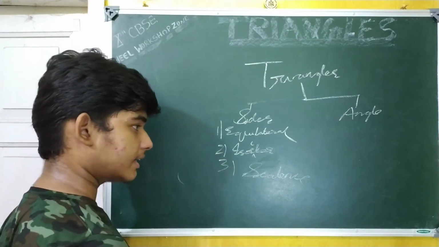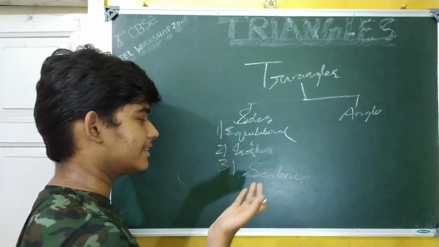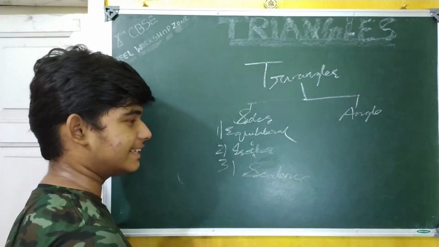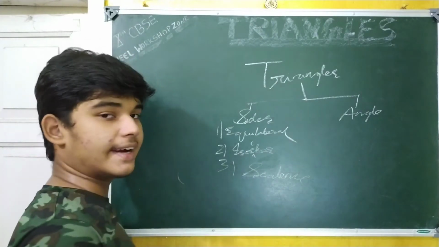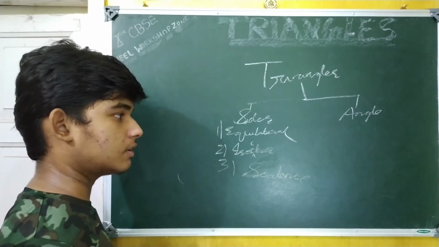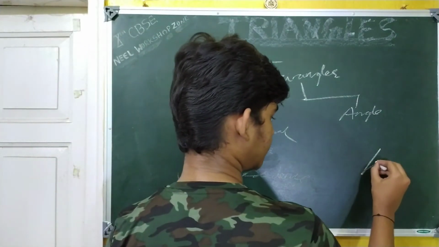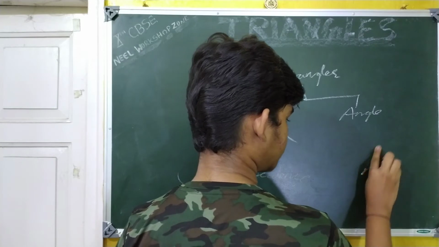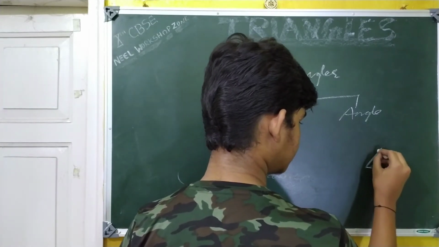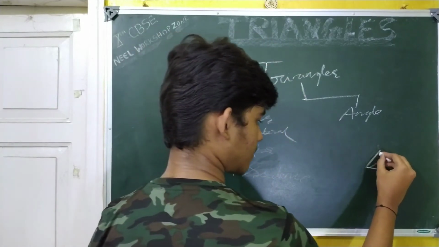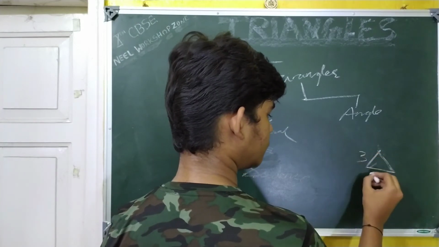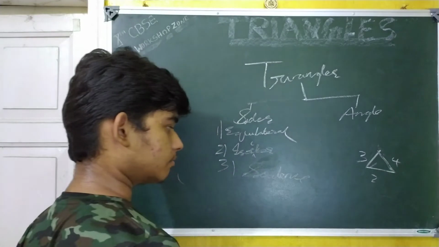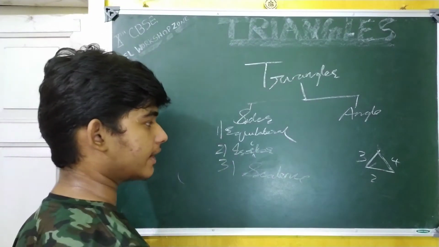Next is the scalene triangle. Based on equilateral and isosceles, I think you can understand what scalene is. A scalene triangle is a triangle where none of the sides are equal to each other. For example, imagine this as a triangle, and in this one the sides will be 3, 2, 4, so it will be random. So that is a scalene triangle.